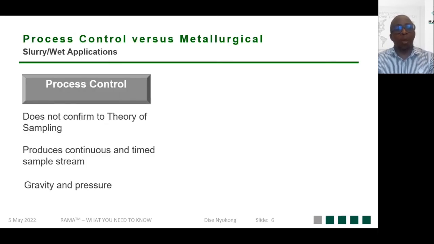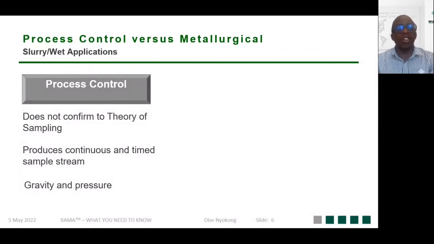Still under wet applications, because this is specifically real-time, it's mostly for slurry application. Yes, you do find others for dry application, but we will focus mostly on slurry application. For process control, we know that the samplers used to extract a sample from a process stream do not comply with the theory of sampling. What we mean by that is they extract a sample not across the whole stream, but from a part of the stream all the time. That's why it continuously produces a continuous sample that goes to the analyzer.